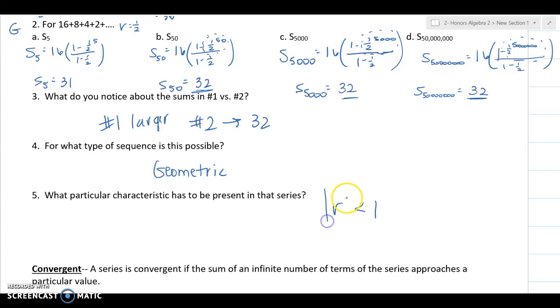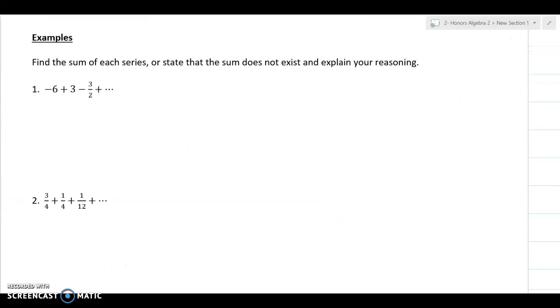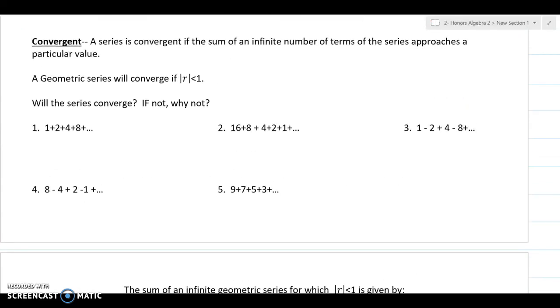So when we look at what has to happen in a series, you take the absolute value of r. If it is less than 1, then you have what's called a converging series, and it's all going to converge to the same value, 32, which is called the infinite sum. If we look at these first 5 here, this kind of explains what convergent is. When you're given a series now, you have to decide: are they arithmetic, are they geometric, and if they are, find their difference or their ratio.